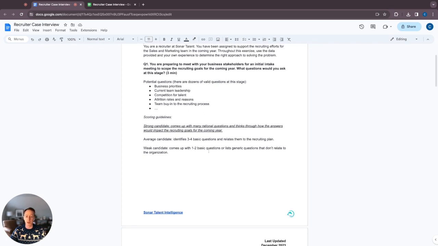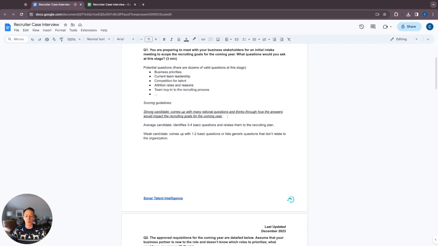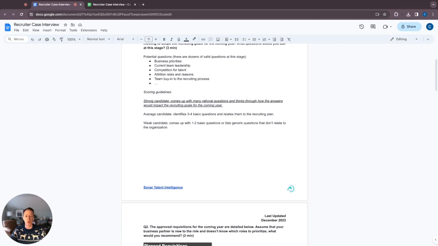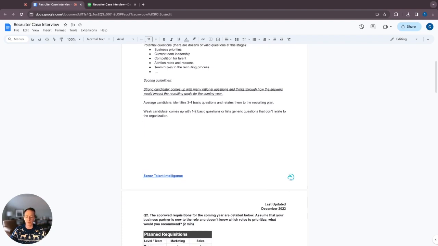You can see the scoring guidelines here, where we want someone to come up with really good, strong, rational questions and tie them back to what they understand about the business, especially the overarching business, but also what they expect the specific team to do in advance. This will also give you an indication as to whether this person has spent some time on coffee chats talking to current employees within that organization, which is a good sign that this person is pretty engaged and is thinking about the right things.